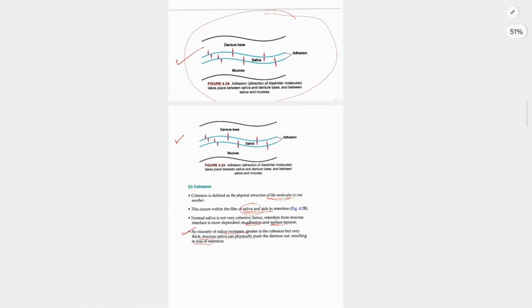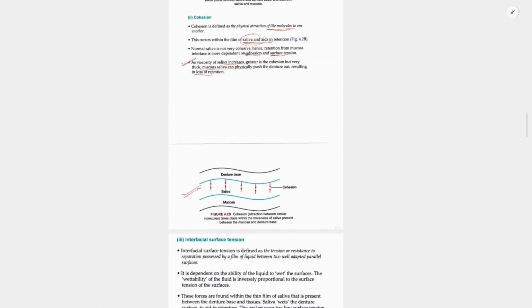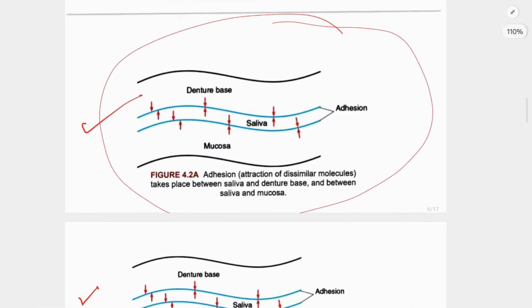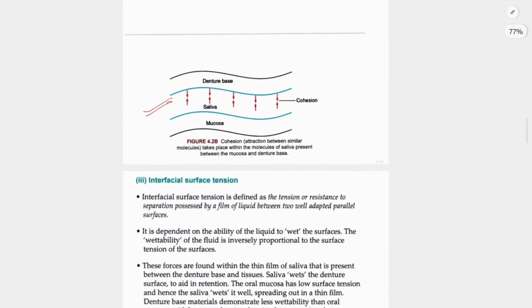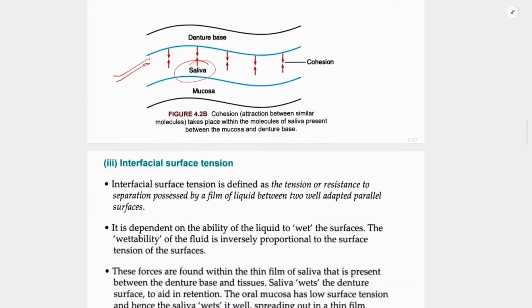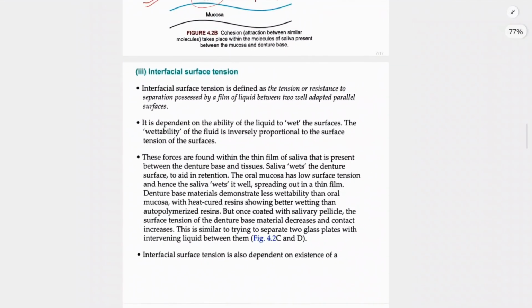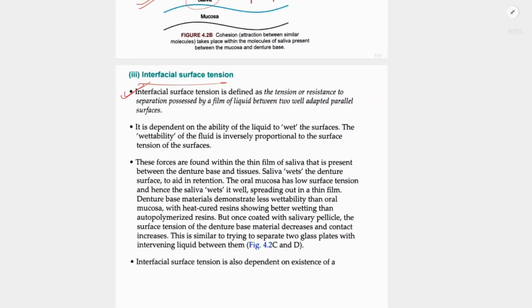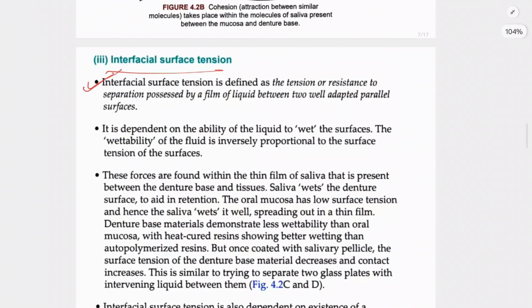It is just the opposite of the diagram we had seen in adhesion. So in adhesion, we can see there is a denture base, saliva, and mucosa. These two are unlike particles that are attracting to each other. In cohesion, we can see saliva and saliva. These two are the like particles that are attracting to each other. Third is interfacial surface tension. Once again, definition is very important. Interfacial surface tension is defined as the tension or resistance to separation possessed by a film of liquid between two well-adapted parallel surfaces.